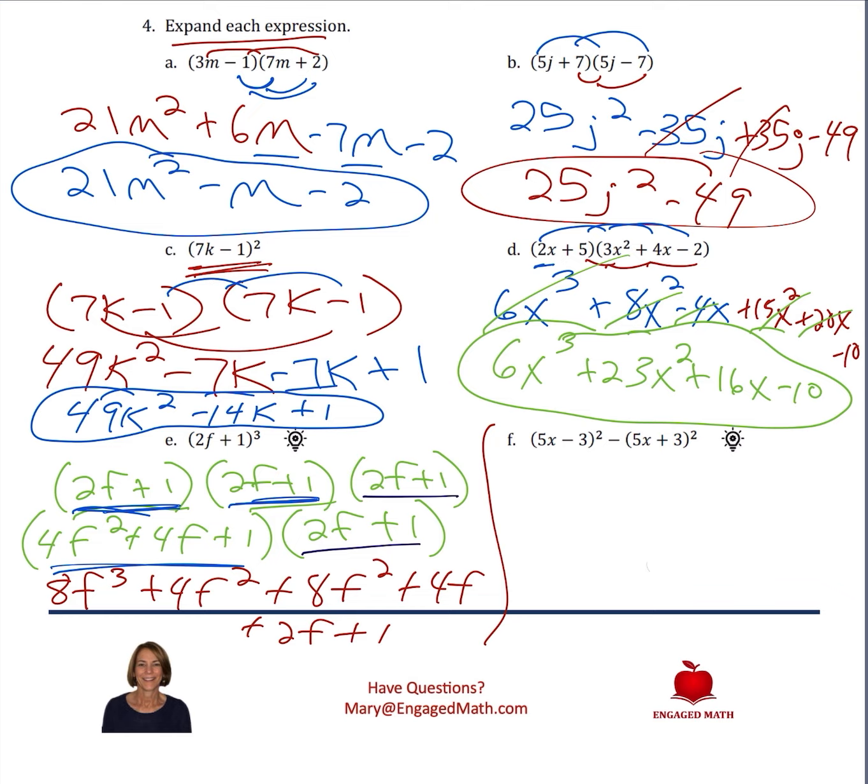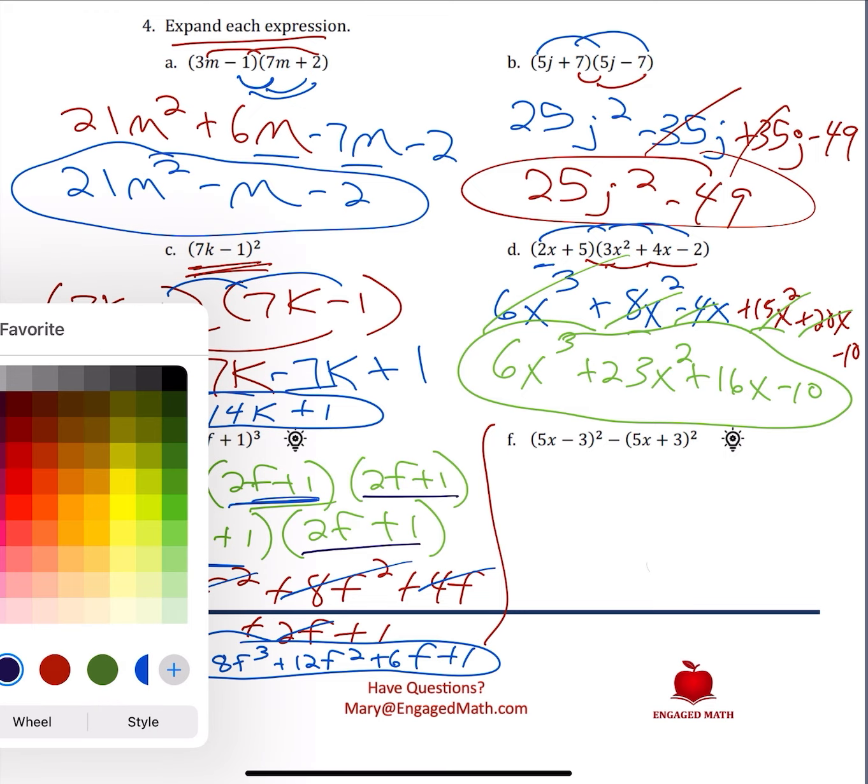When we combine our like terms, I'm going to write our final answer right here nice and neatly. Our final answer is 8F to the third. Done. 4F squared and 8F squared is going to be plus 12F squared. Done with those two. 2F and 4F is going to be plus 6F plus 1. We're done. Okay, that was definitely a light bulb. All right, let's look at the next one.